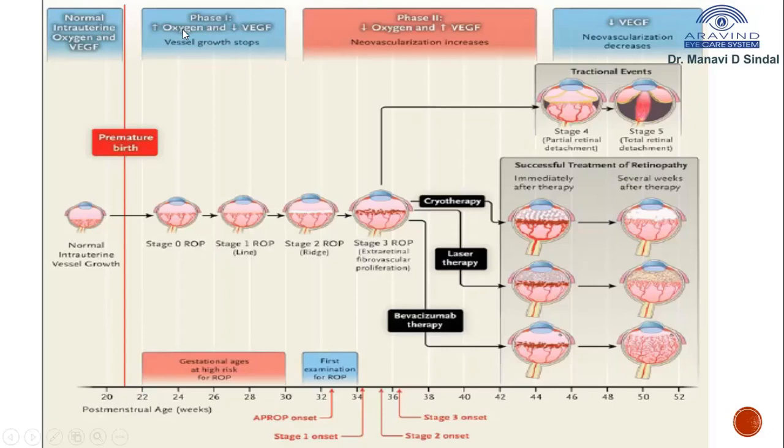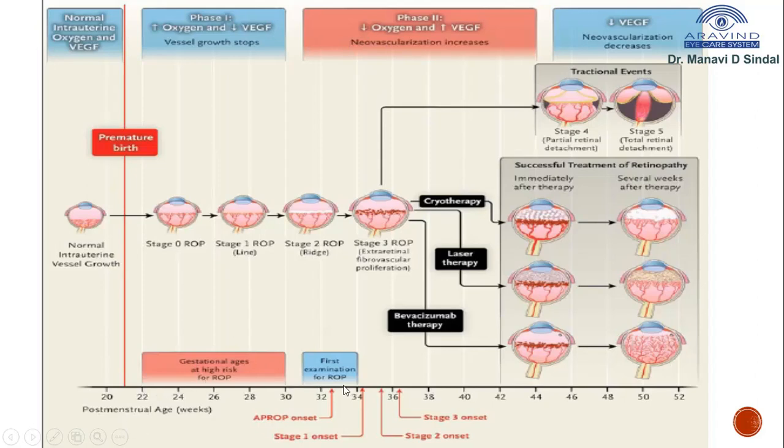This increase in oxygen supply causes a downregulation or suppression of the VEGF, and this causes a reduction in the vessel growth. Now, slowly as the baby starts developing and growing up, the oxygen supplementation is reduced. This causes a rebound increase in the VEGF production, and that is where you see the ROP developing. And that is why when the baby is born premature, even if the retina is not fully developed, it is not going to have ROP at that time.